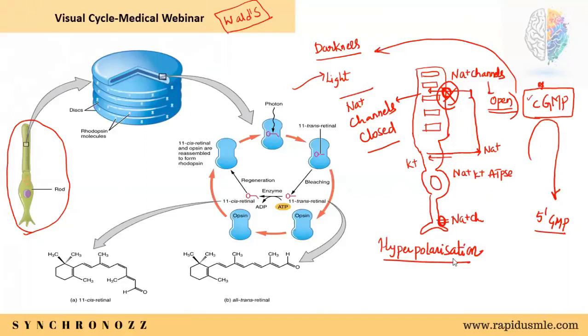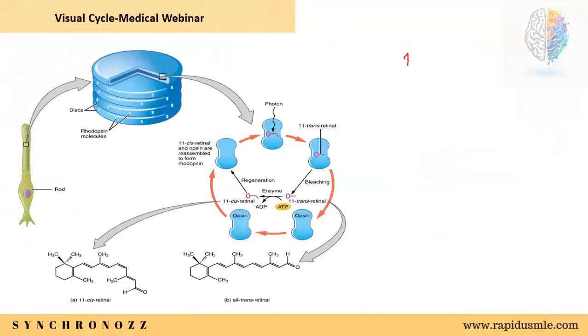So when there is a hyperpolarizing current, what happens? This hyperpolarization triggers a graded potential, and this is transmitted to bipolar cells. From there it is transmitted to ganglion cells. It may take different forms, but finally it reaches the optic nerve. From there it reaches the visual cortex of the brain. So this is how the photoreceptor potential is generated.